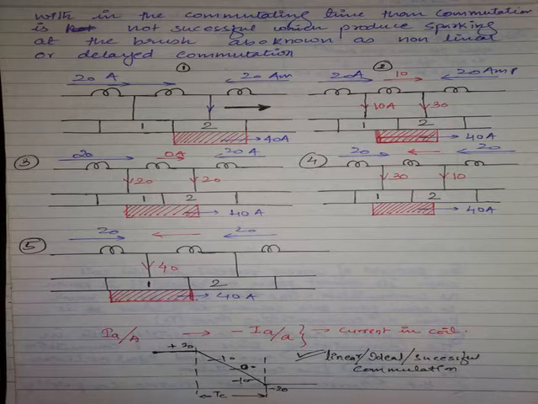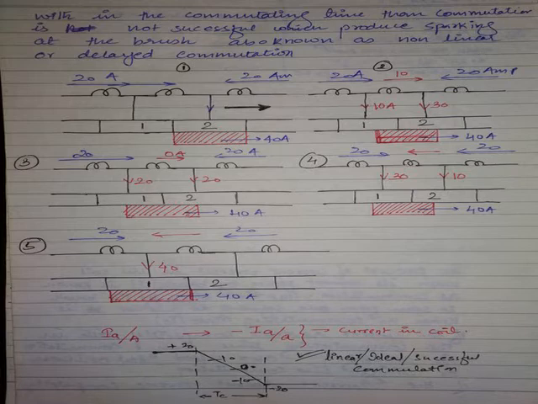How much is it changing? From plus 20, it became 10. After that, 0. After that, minus 10. Finally, minus 20. From plus I to minus I, the current is changing in the coil. So what is the total change in current? 40 amperes or 2I. Can we say that?